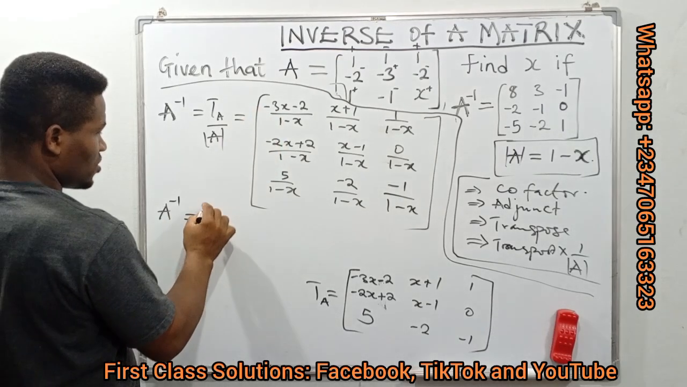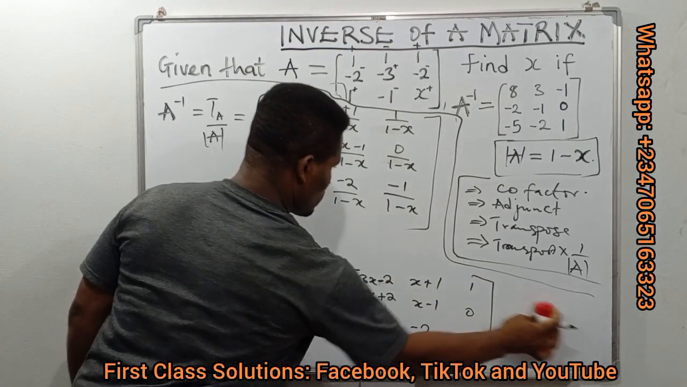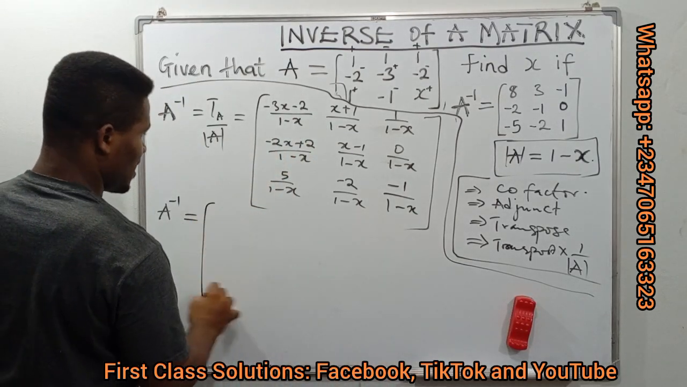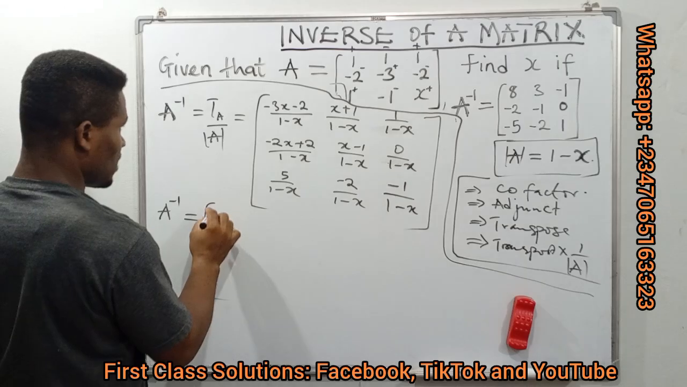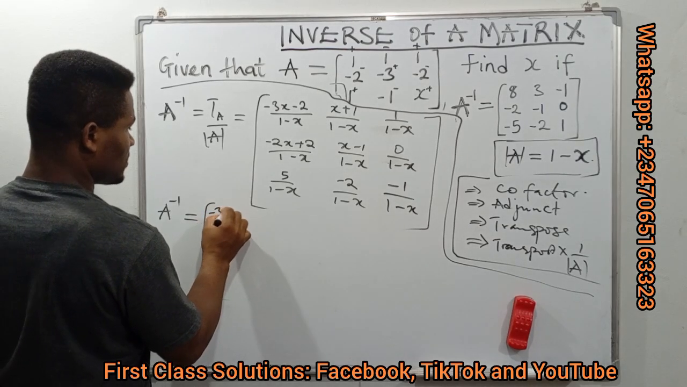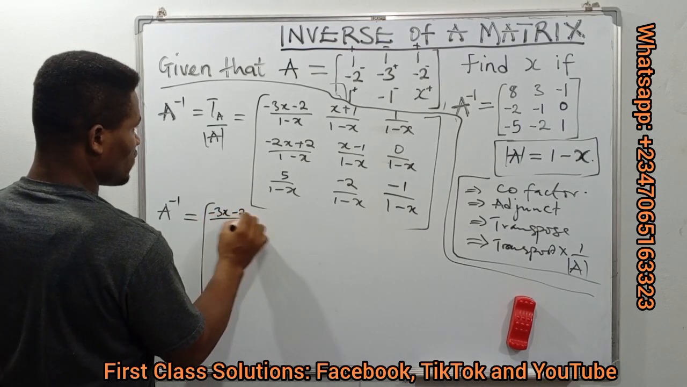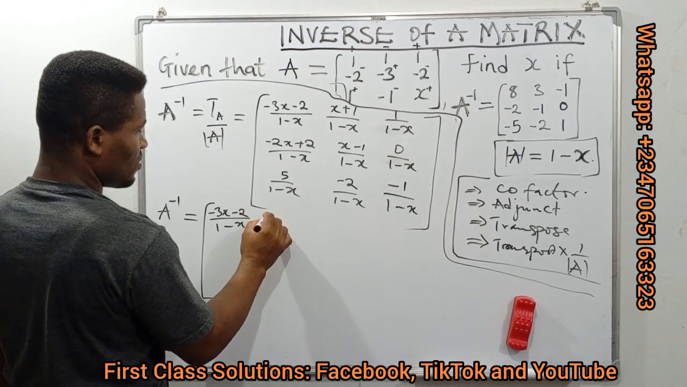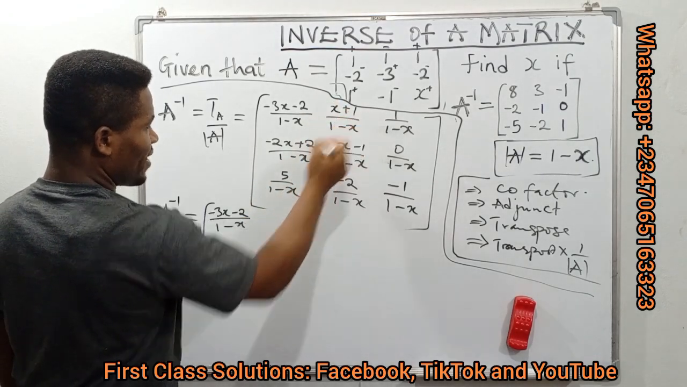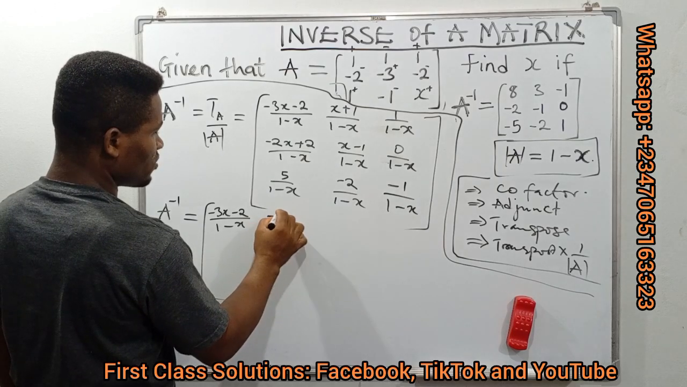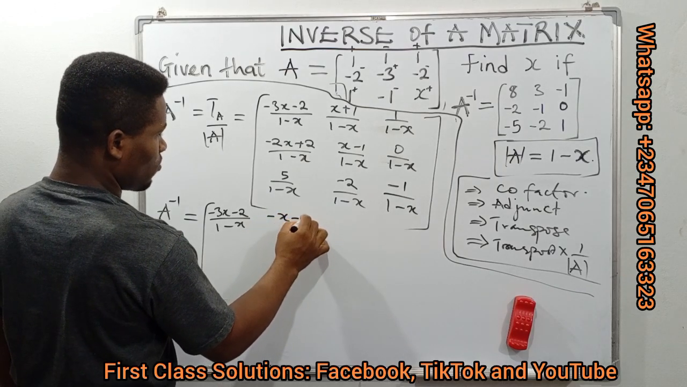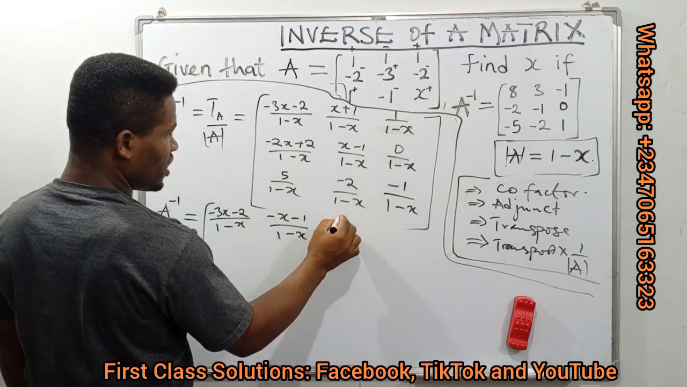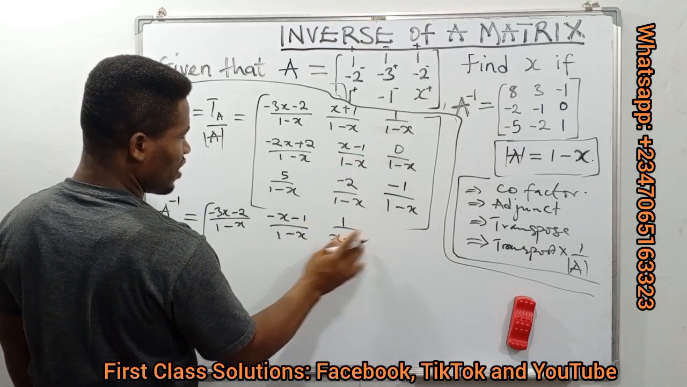Here is plus, it will not change. We have minus 3x minus 2 all over 1 minus x. Here minus, if minus is to multiply all of these, we have minus x minus 1 all over 1 minus x. Here being plus, it will not change. 1 over x minus 1 minus x.